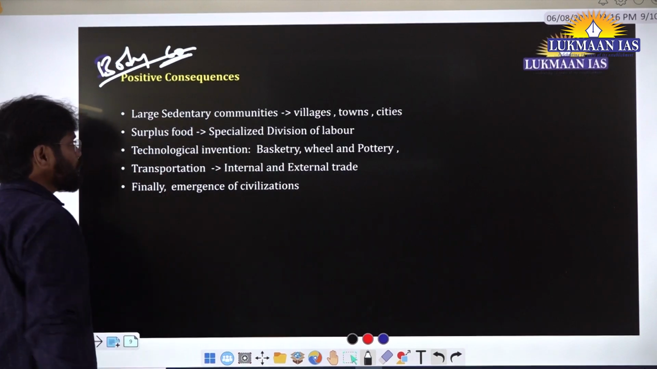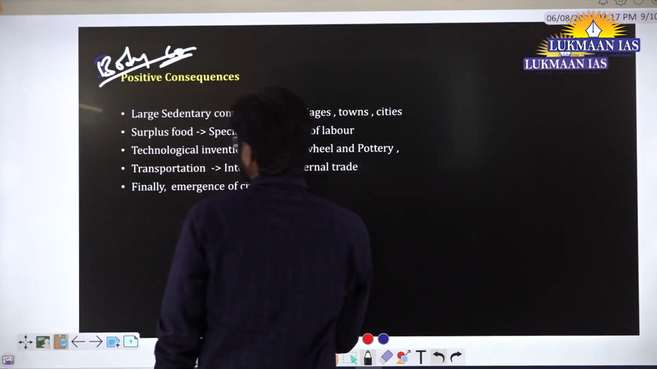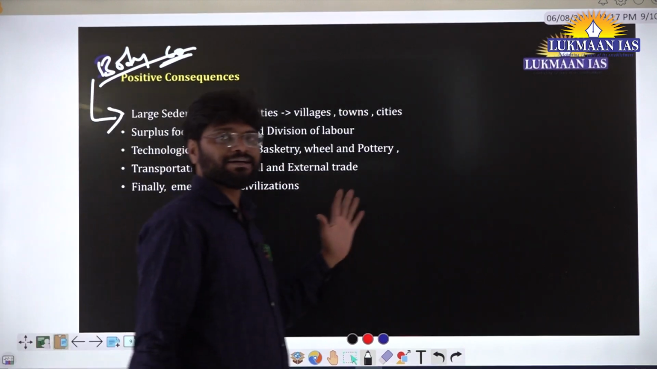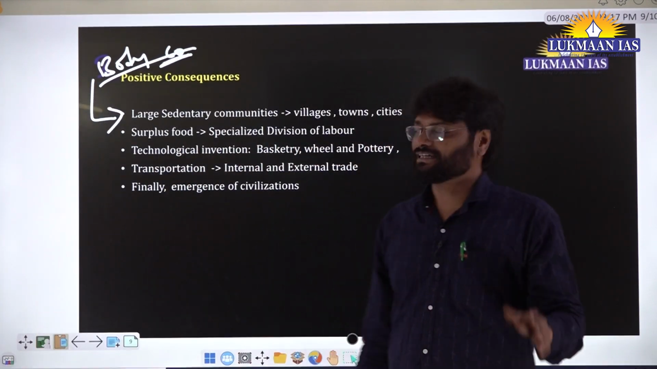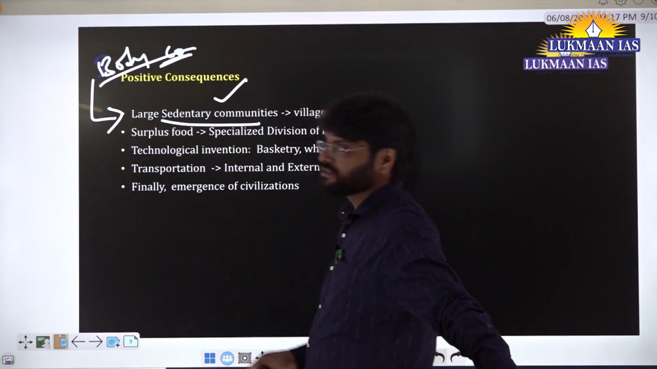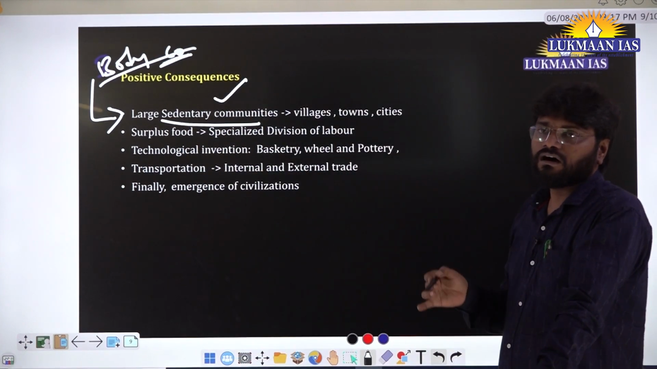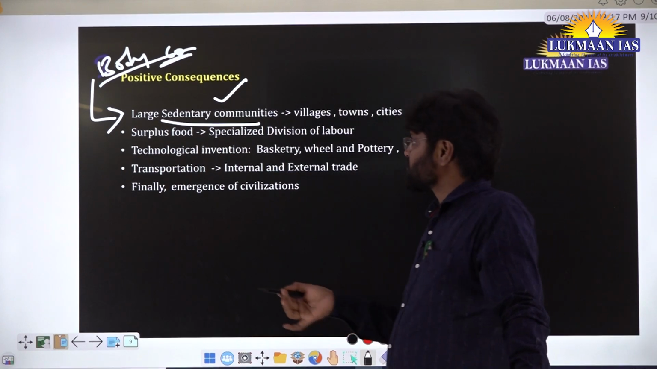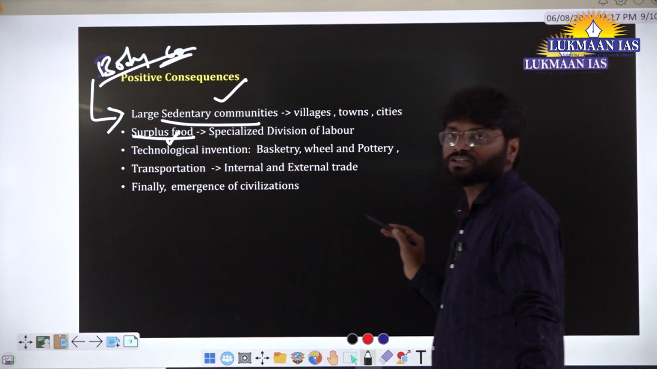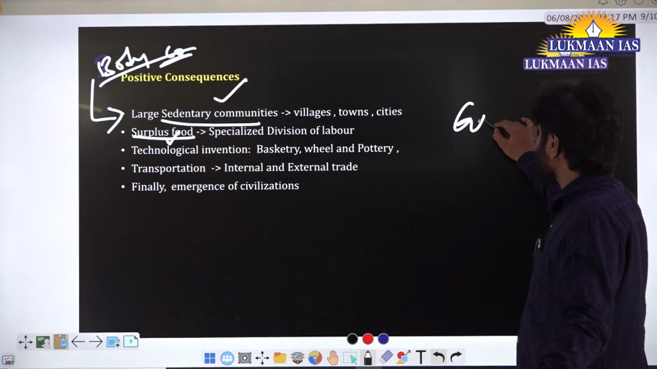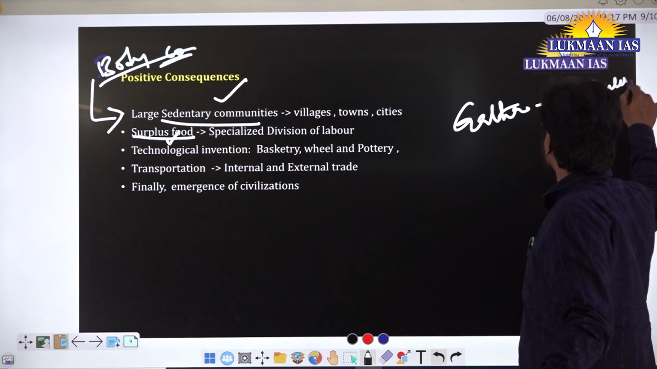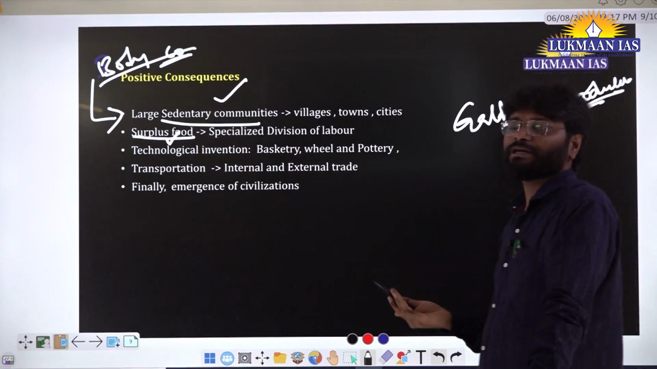So the body, first you should introduce positive consequences. Positive consequences means here the nomadic hunters and collectors became sedentary people. These sedentary communities, with the invention of domesticated plants and animals, became surplus food producing areas. So the food gatherer became a producer, producing more surplus food.